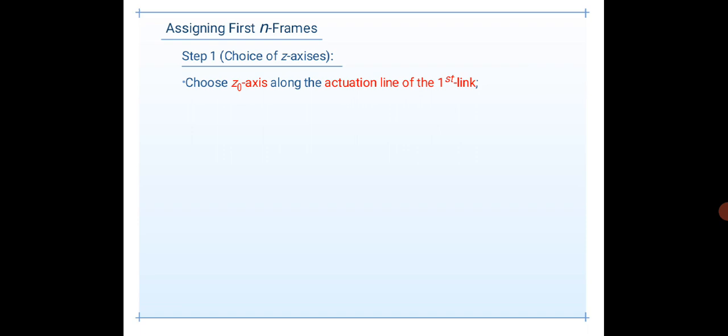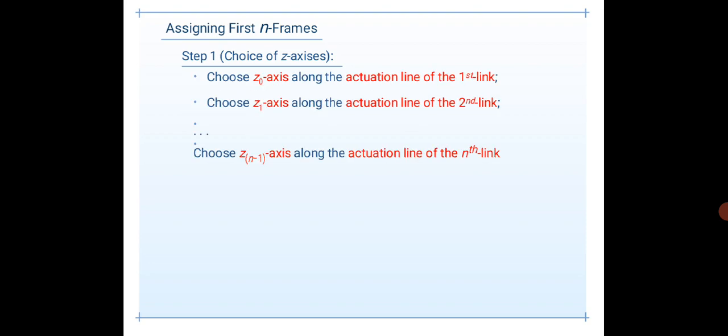Step 1: how to choose the Z axis? We have to choose the Z0 axis along the actuation line of the first link. And second, we have to choose the Z1 axis along the actuation line of the second link. So for the first link, the axis chosen is Z0, and for the second link, the axis chosen along Z is Z1. Similarly, for however many links there are, we need to choose up to the Zn minus 1 axis. This is step 1.